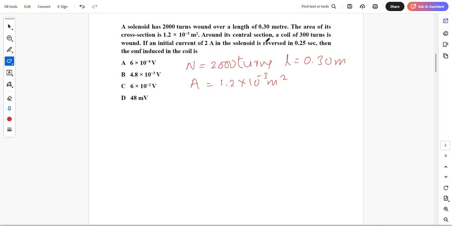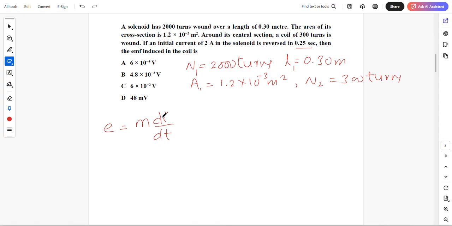Around its central section, a coil of, again we'll take this as N1, L1 and A1. Now N2 is given, N2 is 300 turns, is wound. If initial current of 2 amperes in the solenoid is reversed in 0.25 seconds, then EMF induced. What is EMF induced? We know that E is equal to M di by dt. Understood. How to calculate the EMF induced in the coil?